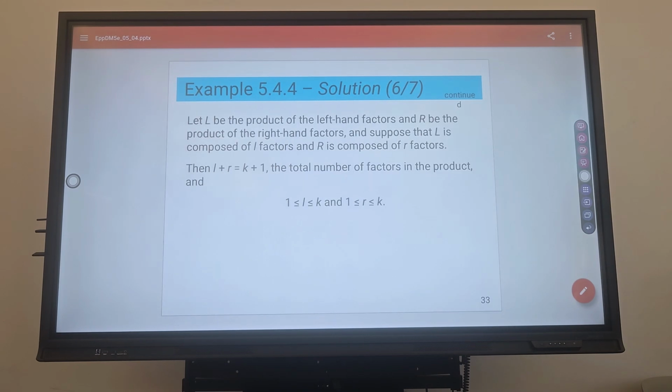Let L be the product of the left-hand factors and R be the product of the right-hand factors. Suppose that big L is composed of little l factors and big R is composed of little r factors. Then l plus r equals k plus 1, the total number of factors in the product. And little l is less than or equal to k but greater than or equal to 1. Likewise, little r is less than or equal to k and greater than or equal to 1.